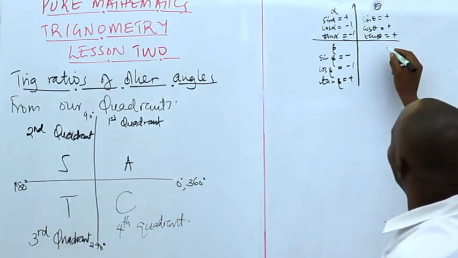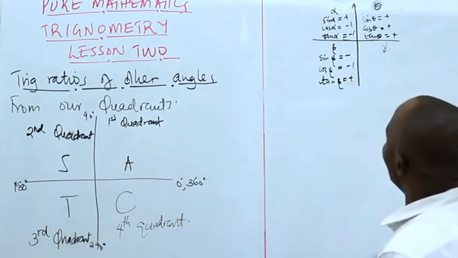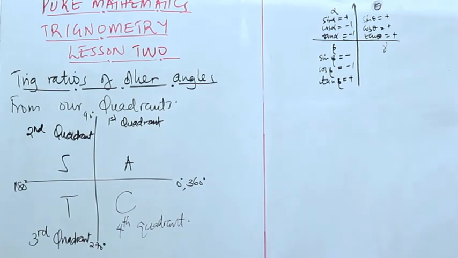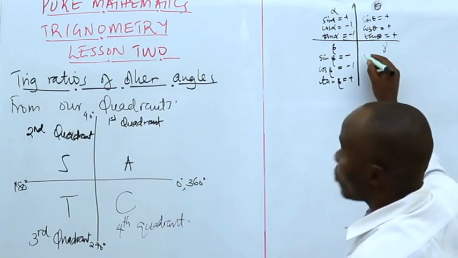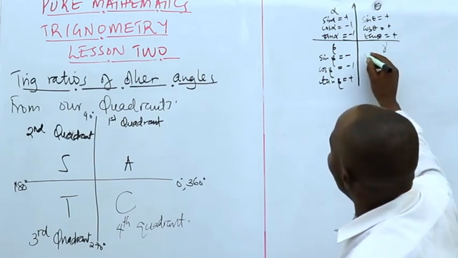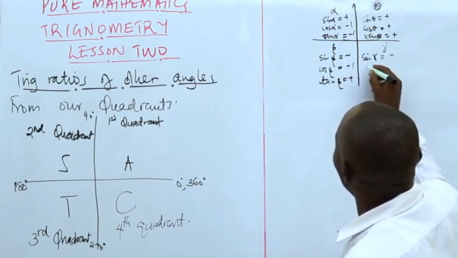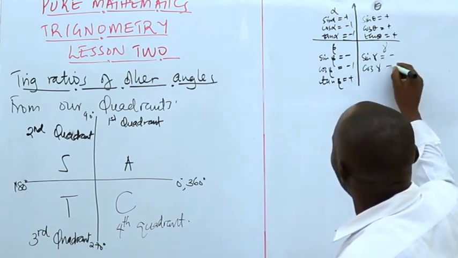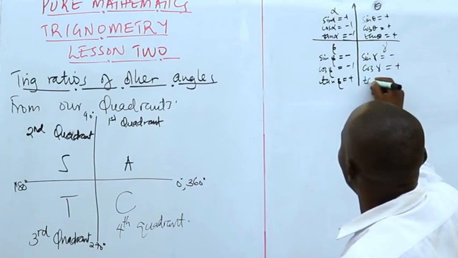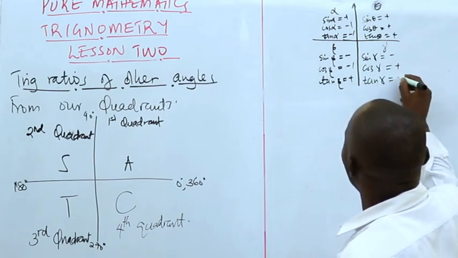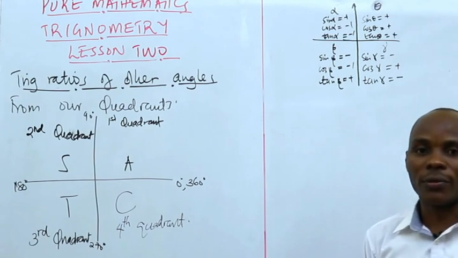Then when I go to the last one, or the fourth quadrant, I can talk of an angle there as gamma. So sine of gamma is negative, cos of gamma is positive, and tan of gamma is negative.